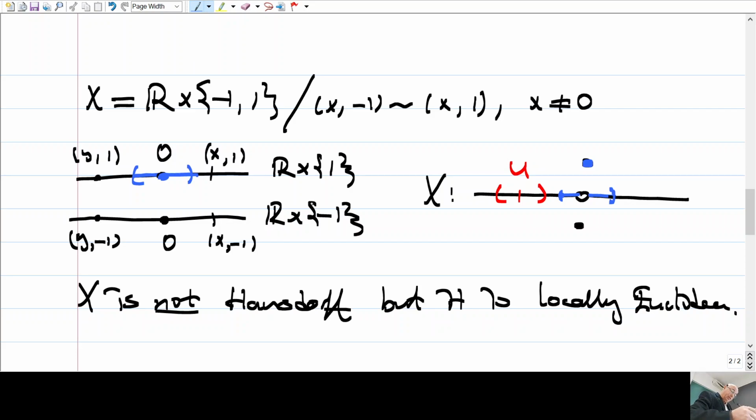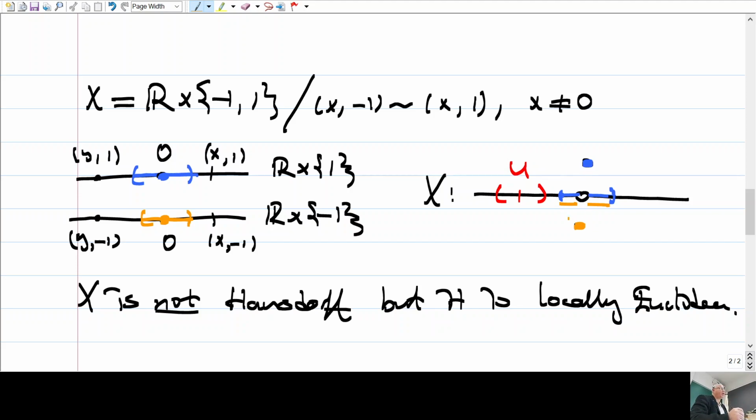Well, this point also has some open set around it which is homeomorphic to some open subset. It is just the image of this one. So what is that? It is this point plus these two intervals again, the same half intervals together with this point. So every point has a neighborhood which is homeomorphic to some open interval.